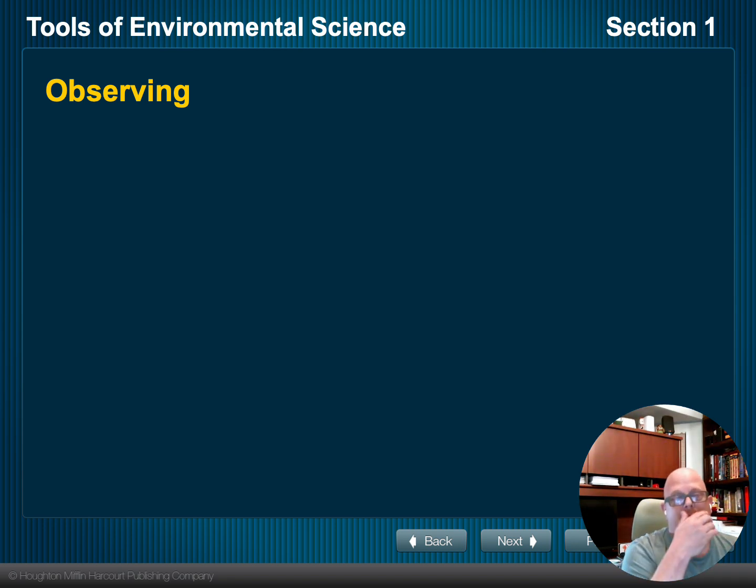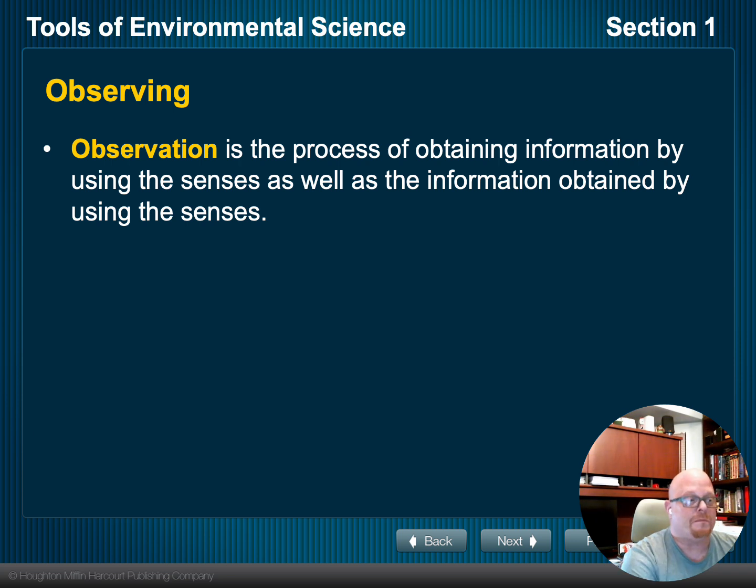There's a million things that can get discovered through the observation process that are questions. And we talked a little bit about how science examines the physical world, asking ourselves all of those questions and examining everything. So, again, observation is the process of obtaining information by using the senses as well as the information.